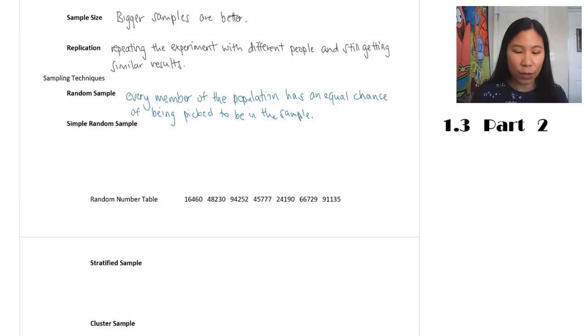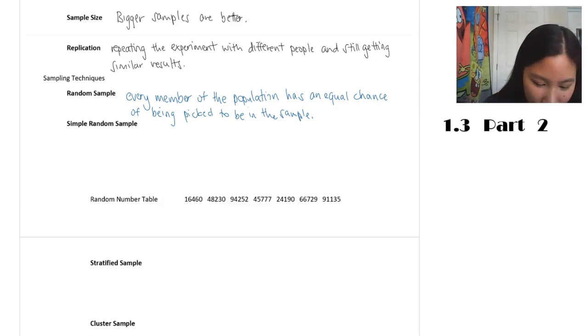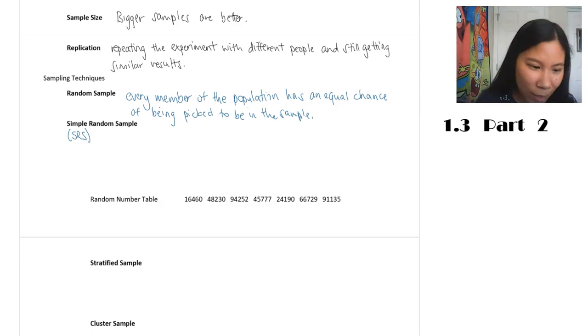So the next few are considered random samples. The simple random sample is the most basic one, and then we start getting into more realistic ways of how we can choose a random sample. The most basic, simplest way to do this is a simple random sample. We like to abbreviate this with SRS because simple random sample is too long to say.